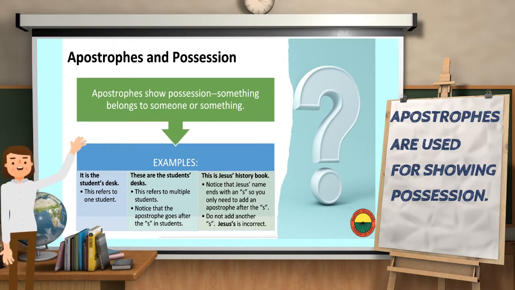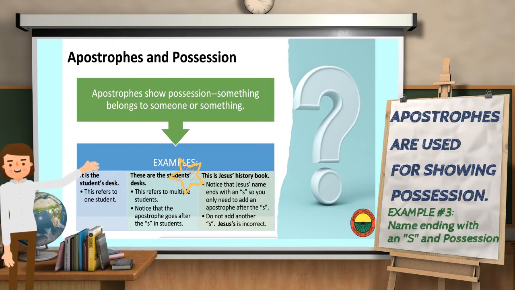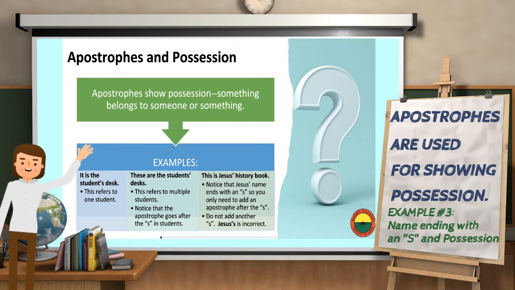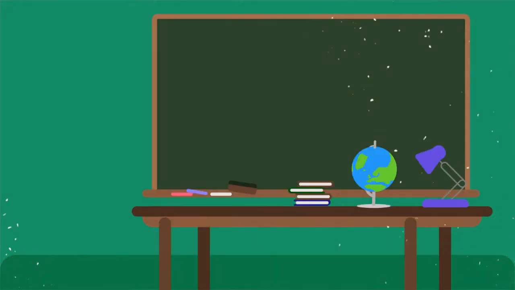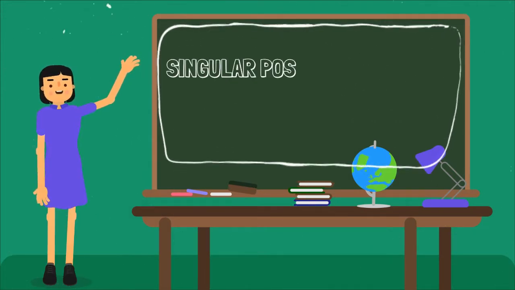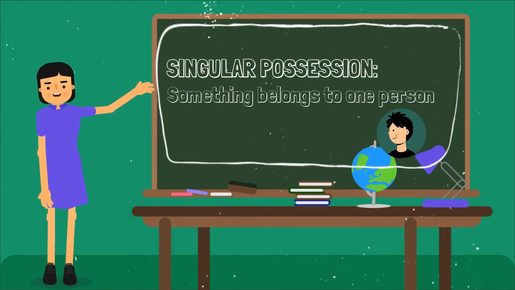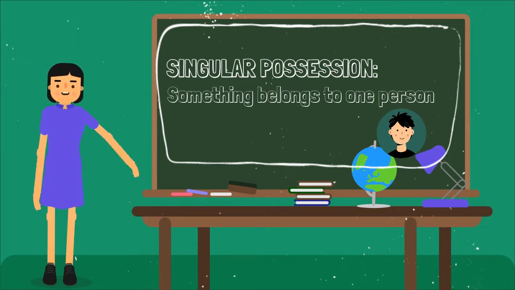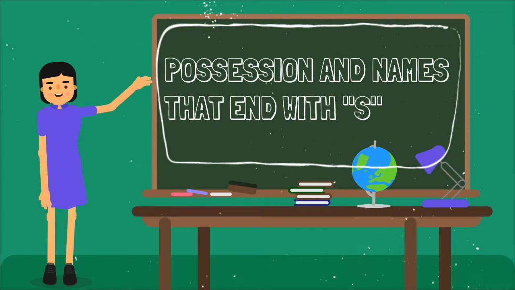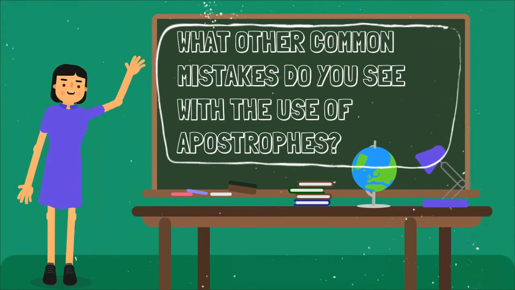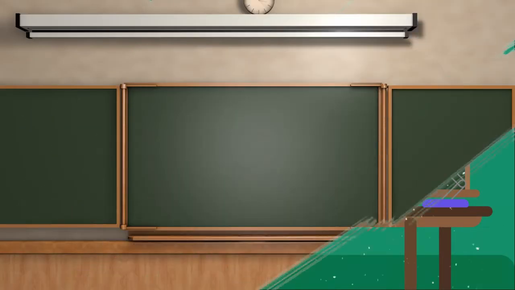And then names, like a student's name, if it ends with an S, simply add an apostrophe. This is Jesus's history book. It belongs to him. So add the apostrophe, don't add an additional S. That was really helpful to learn how to use apostrophes when it comes to possession for one person, singular, more than one person, plural, or with names that end with S. What other common mistakes do you see with the use of apostrophes?